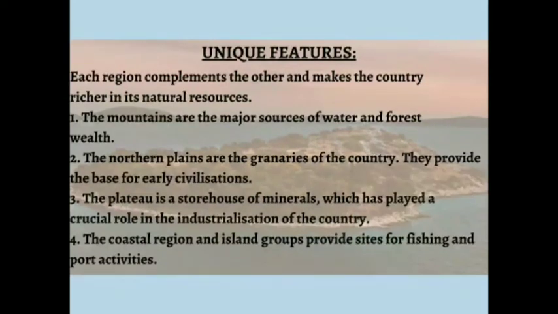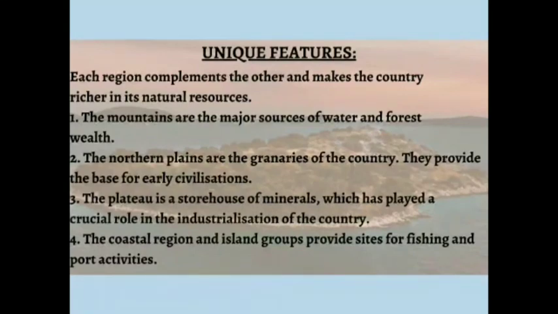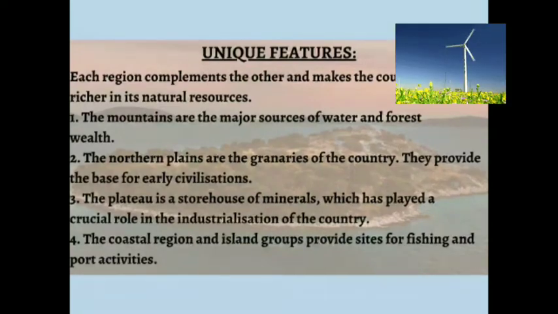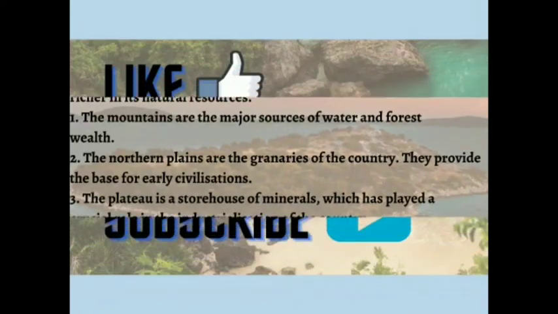The last one is the desert, and it is also very important because it has great potential which is still not used. For example, wind energy. A lot of development can be done related to wind energy in our Thar desert. So that is also very important. The potential is still unused. So that is all about the physical features of India.